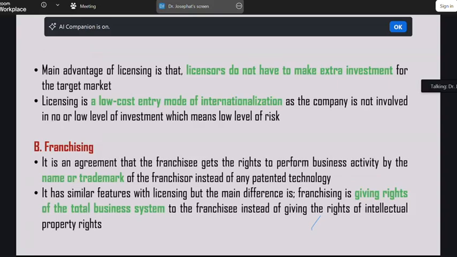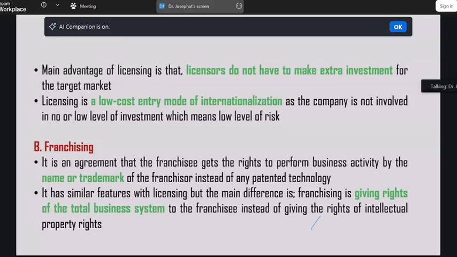So the main advantage of licensing is that the licensor does not have to make extra investment for the target market. Licensor hawezi kufanya extra investment kwenye foreign market. Licensing is a low cost entry model for internationalization. The company is involved in no or low level of investment, which means low level of risk, whichever the case.